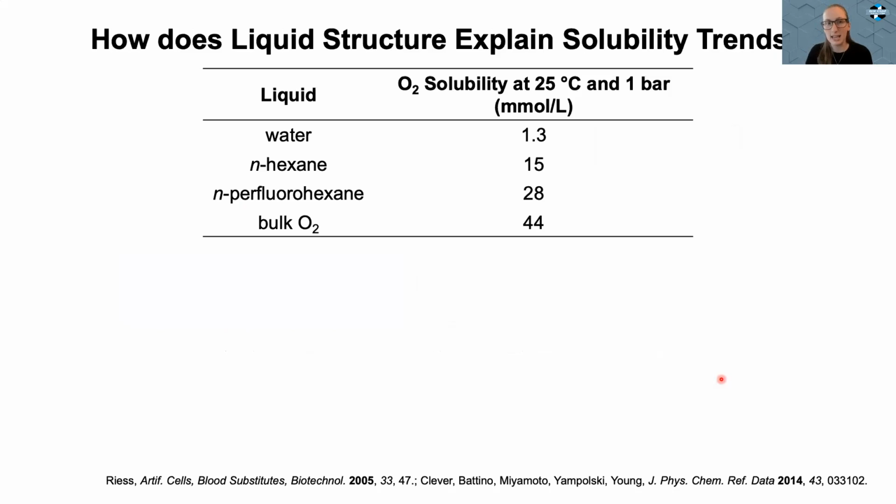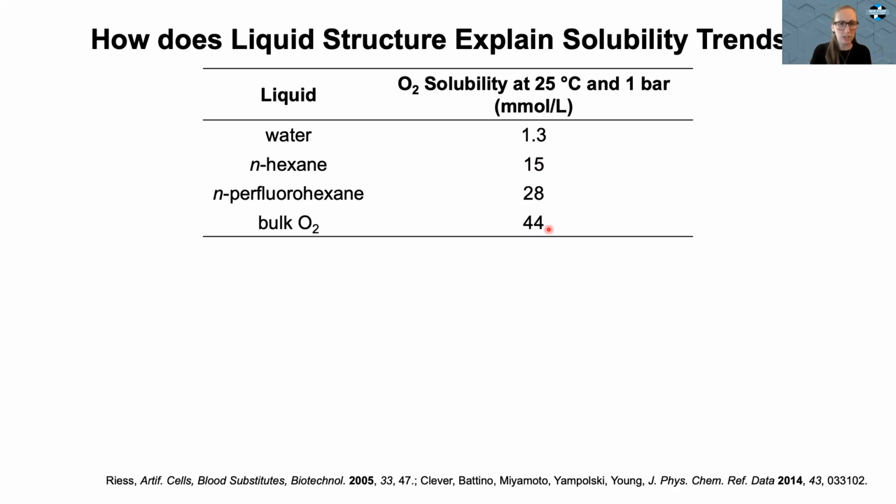To begin discussing that, here I'm showing you a table comparing water, a liquid that we all know and love, to two other solvents, as well as to bulk oxygen, which is the amount of oxygen that you would have just in a standard metal cylinder. The oxygen solubility at 25 degrees C and 1 bar, or ambient pressure, for water is very, very low, especially when you compare it to the amount of oxygen that would be present in the cylinder. Most solvents, both examples of which I'm showing here, are higher than water, but lower than bulk oxygen.